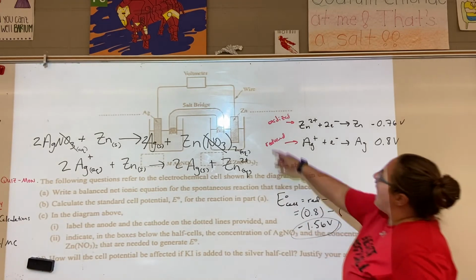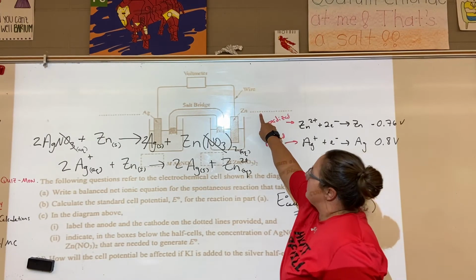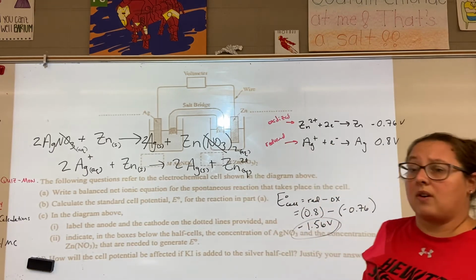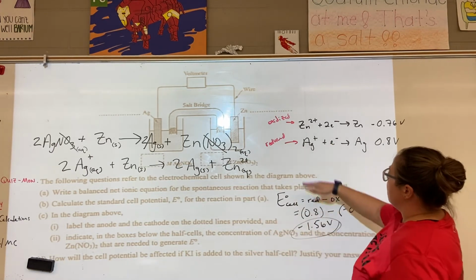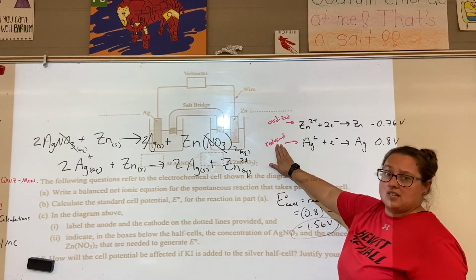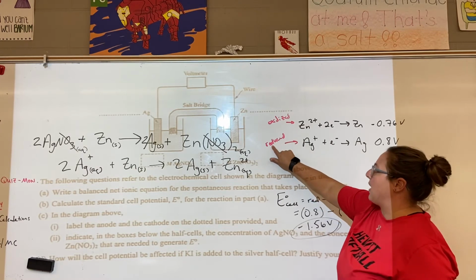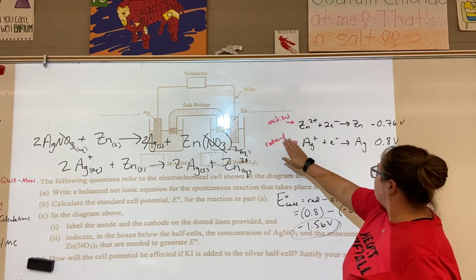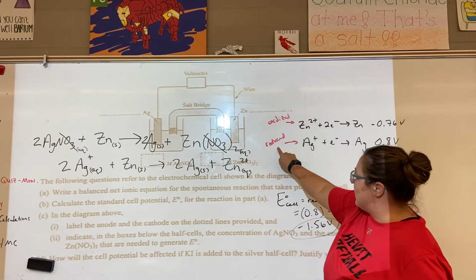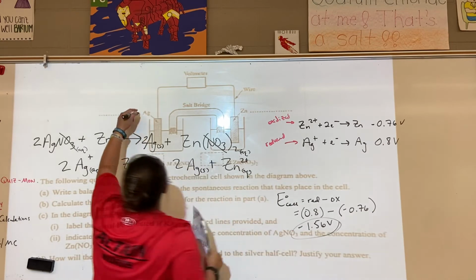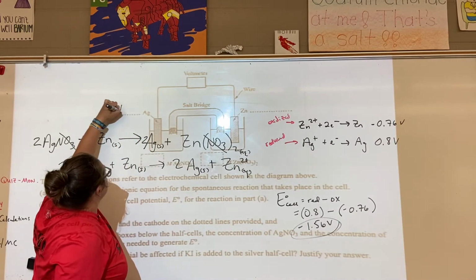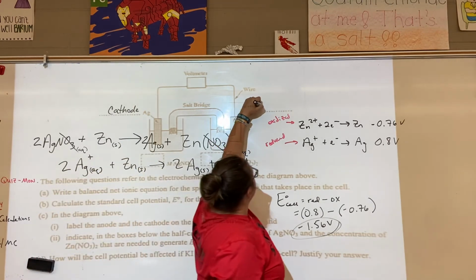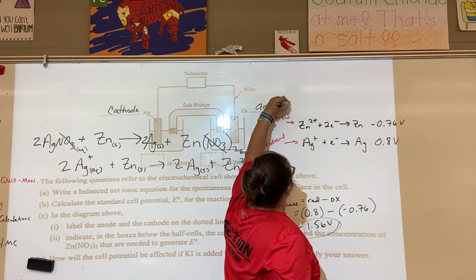So I have to figure out if my zinc or my silver is the anode or the cathode. And how I know that is my cathode is always reduced. Think of red cat. My cathode is always reduced. So since Ag is reduced, Ag here is going to be my cathode. That must mean that zinc here is my anode.